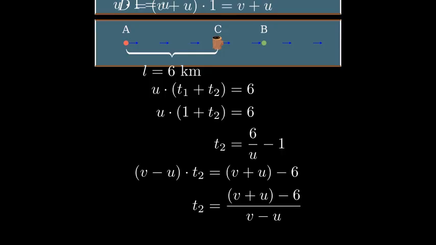Now, let's consider the boat's upstream journey. The boat travels from point B to point C at a speed of v minus u. The distance from B to C is the distance from A to B minus the distance from A to C, which is v plus u minus 6. So, the time it takes for the boat to travel from B to C is this distance divided by the boat's upstream speed. So, the quantity v plus u minus 6 divided by v minus u equals t sub 2.